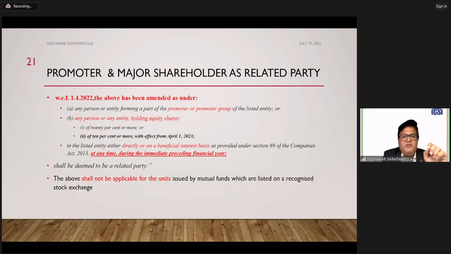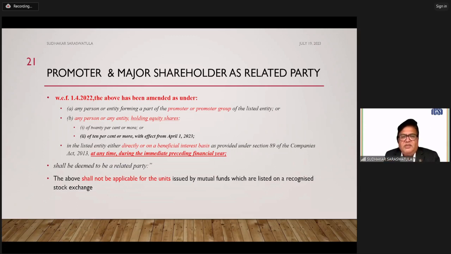See, this is a very, very important provision. It means any individual or company holding more than 10% of your shareholding, or 20%, of course, up to 31st March 23 it is 20%, and after that it is 10%, in the immediately preceding financial year. So for 23-24, if I have to determine a related party, I have to see which persons or entities, though they don't belong to promoter or promoter group, held 20% or more in the preceding financial year. If they held 20% or more, they will become related parties of the company during the financial year 23-24.